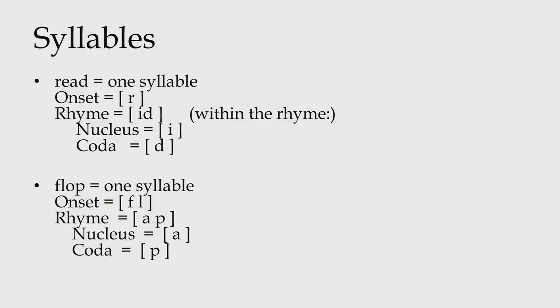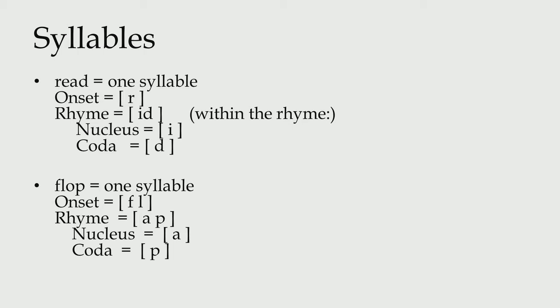There are three terms that we need to know to understand a syllable: onset, rhyme, and as part of rhyme we will need to see nucleus and coda. Once again, a syllable has two parts, onset and rhyme. Rhyme again has two parts, nucleus and coda. With the examples that you see on this slide, there are two words, read and flop. Both are monosyllabic words. That is, we are treating each word as one syllable.